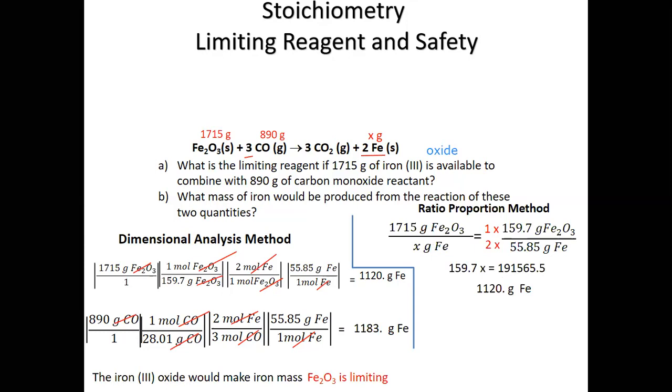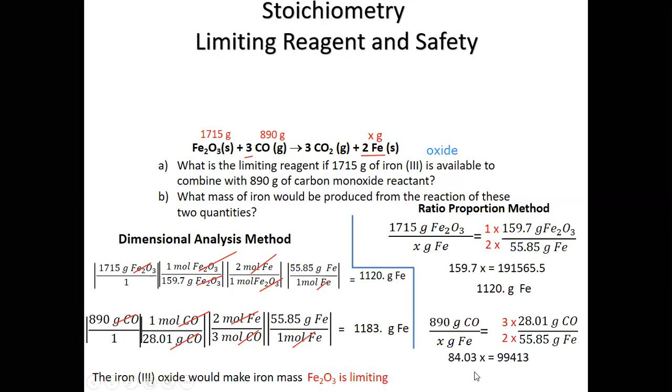Next, using the ratio proportion method, we figure out how many grams of iron 890 grams of CO would produce. So given over desired, once again, right side, molar mass. Since these are both mass amounts, the mass amounts equal to 1 mole. That's what goes in the second fraction. Quantities equal to 1 mole. Apply the coefficients, right? 3 for CO and 2 for iron. Cross multiply, create an equation.